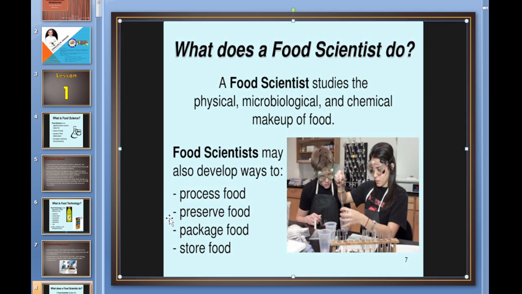So next is preserving food. Okay, the concept in preserving food. There are different ways of preserving our food. That is it, class: there are food preservation methods that may work for one food and may not work for another.